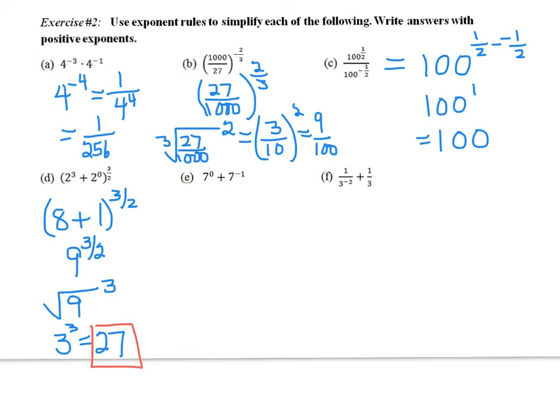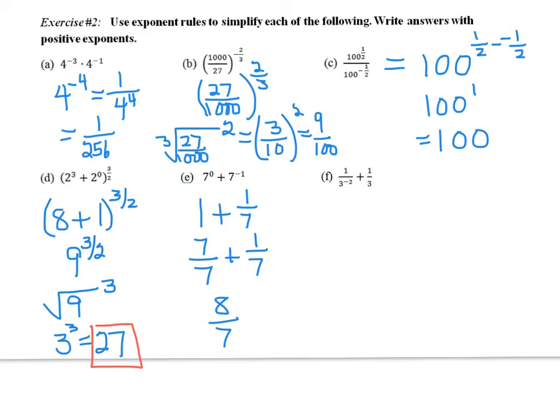For part E, I want to do the same thing and do those exponents first. So 7 to the 0 power, remember from the first lesson in this unit, anything to the 0 power gives me 1. 7 to the -1 would be 1/7, but I'm adding these together, so I'm going to find a common denominator. 7/7 plus 1/7 gives me a final answer of 8/7.